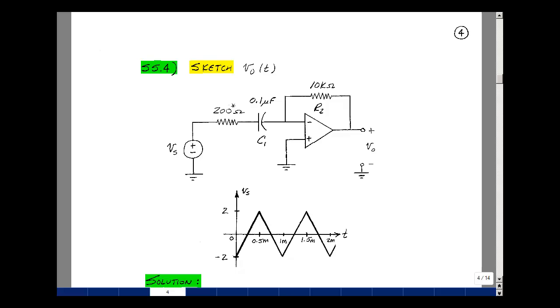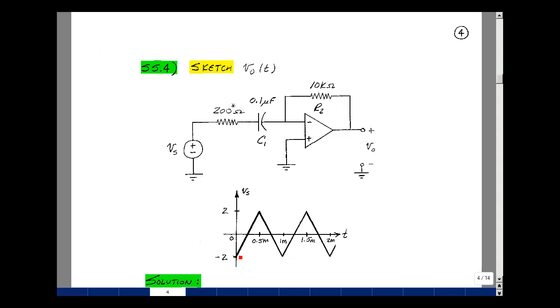This lesson deals with Supplemental Problem 5.4. You can find this problem in the course ebook in the Chapter 5 Supplemental Problems on page 4. Given a differentiator circuit with a series resistor we're going to ignore for right now, and a value for V sub S that looks like this.